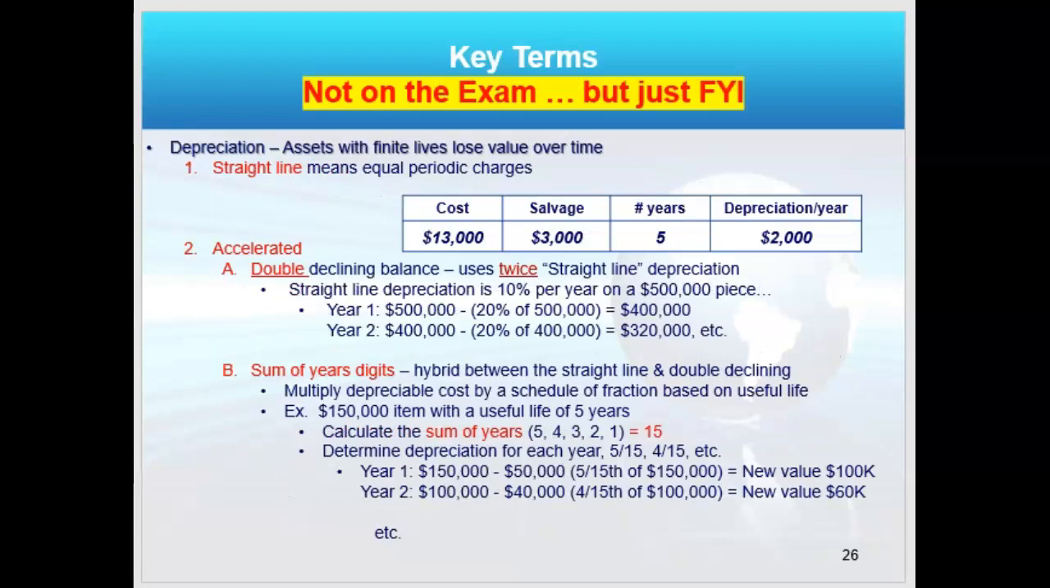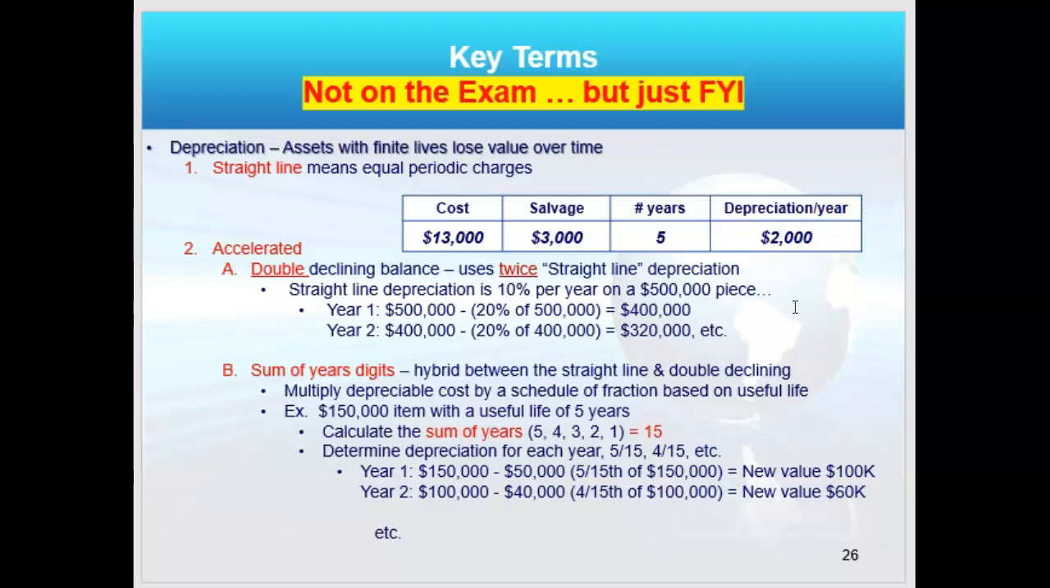Now I give you examples of straight line and accelerated. They're fairly well laid out. This math will not be on the exam, but I wanted you to see it firsthand, right? So with straight line, I have my cost, minus I might have some salvage value at the end, and it's a 5-year project, so that's $10,000 after the salvage value. So I'm going to depreciate in a straight line $2,000 a year.